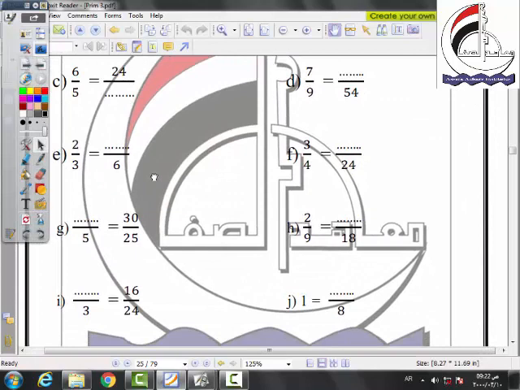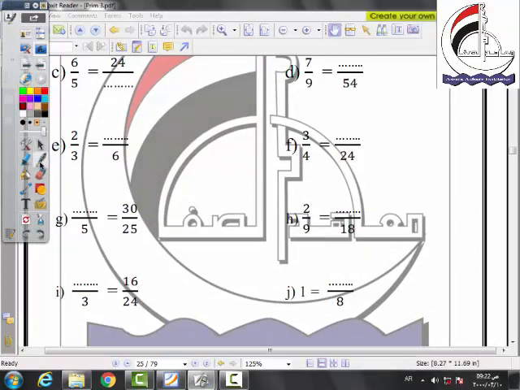Here, 2 over 3 equals space over 6. We look at the denominators of the two fractions. 3 became 6. We make multiply or division. Multiply. 3 by what equals 6? 3 by 2. If you multiply 2 down, you multiply 2 up. 2 by 2 equals 4. Then 2 over 3 equals 4 over 6.